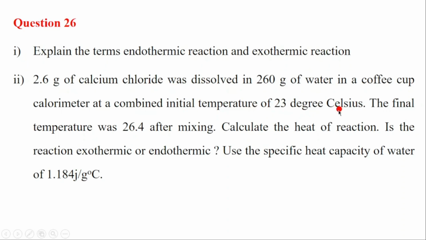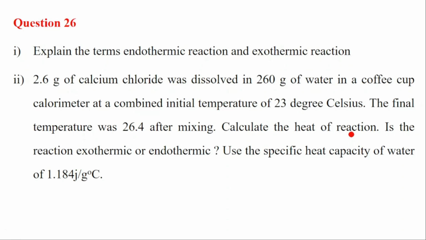That means that the calcium chloride, as a salt, and the water were having an initial temperature of 23 degrees Celsius. The final temperature was 26.4 after mixing. That means after mixing, the temperature increased from 23 to 26.4. Calculate the heat of reaction. Is the reaction exothermic or endothermic?